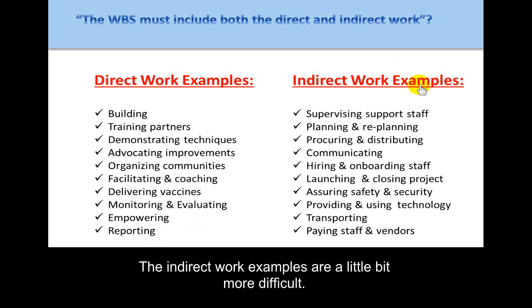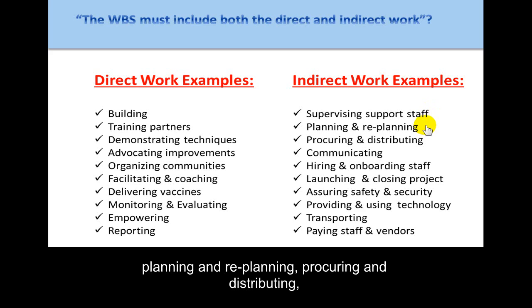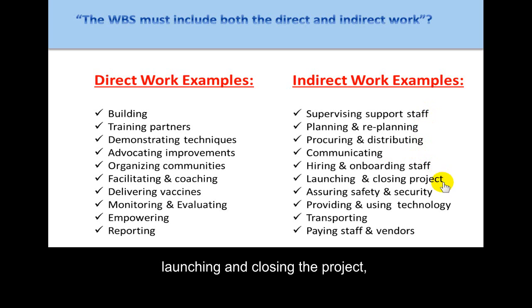The indirect work examples are a little bit more difficult, and it's not always easy to know for sure which category the work should go in, so you may see a few here that could arguably be in the direct work category, but it includes things like supervising support staff, planning and replanning, procuring and distributing, communicating, hiring and onboarding staff, launching and closing the project, assuring safety and security, providing and using technology, transporting and paying staff and vendors.